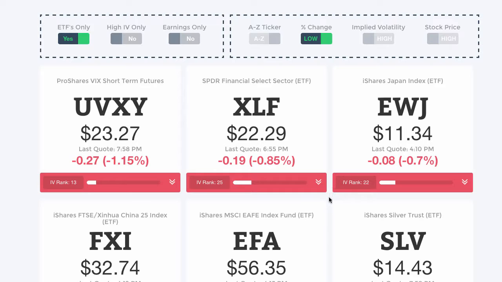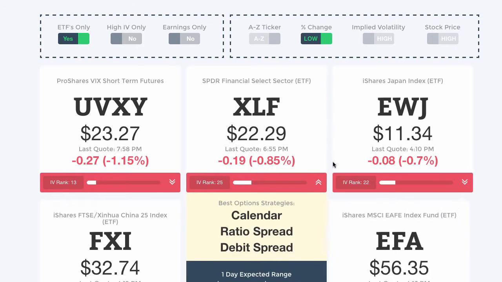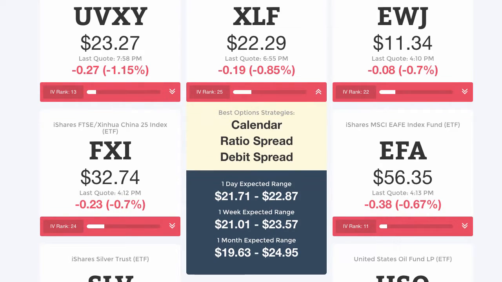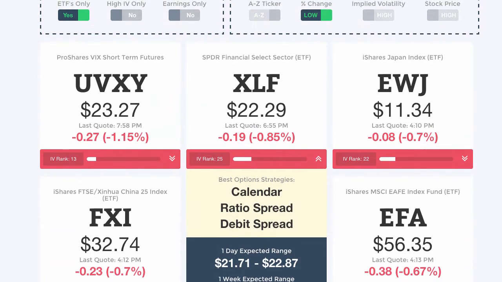So you might come in here and see that XLF has moved down about 85 basis points in the last day. So that might be a good candidate for you to continue to trade bearish. And again, based on implied volatility rank, the system automatically recognizes that if you're going to trade XLF, you should be doing it with a calendar spread or a ratio spread or a debit spread. Okay, so again, it's just a very easy, intuitive way for you to come in here and start scanning for trades.